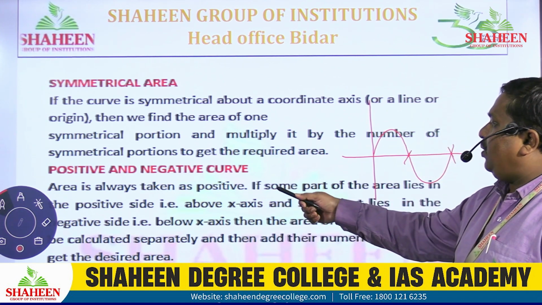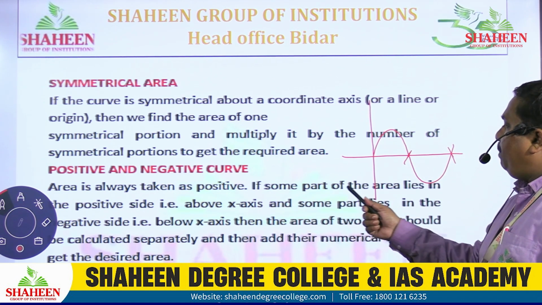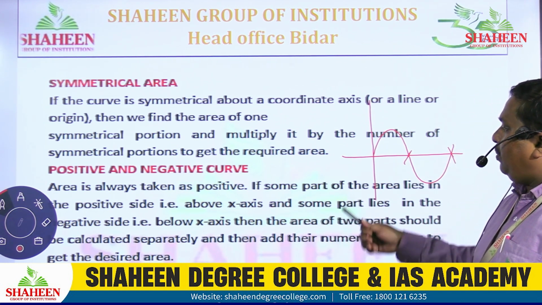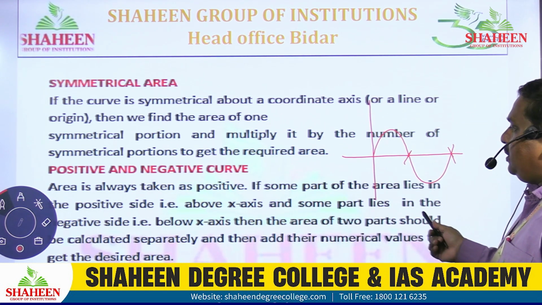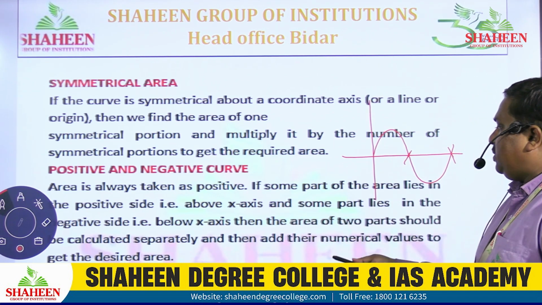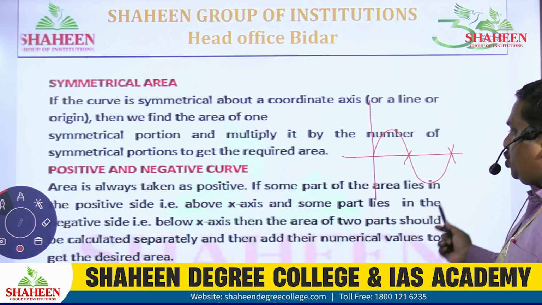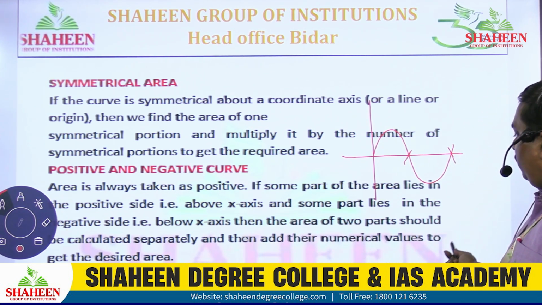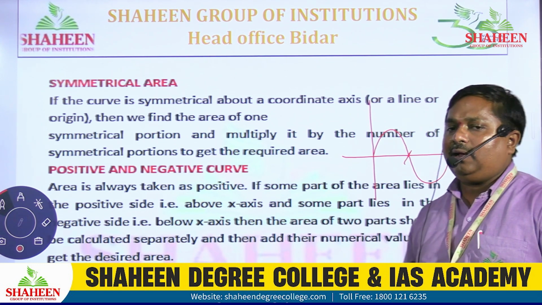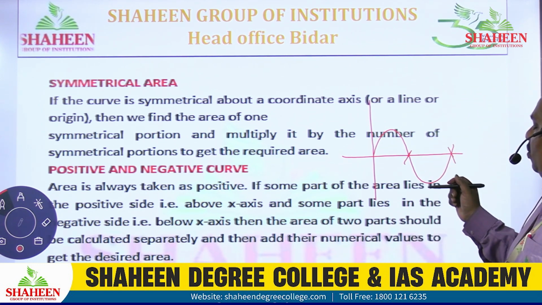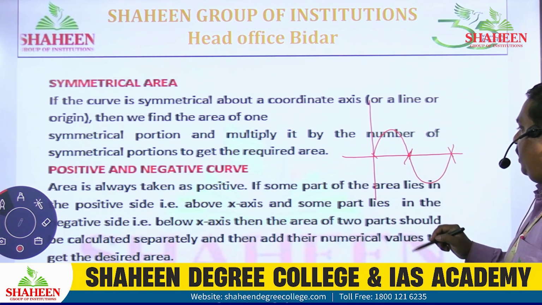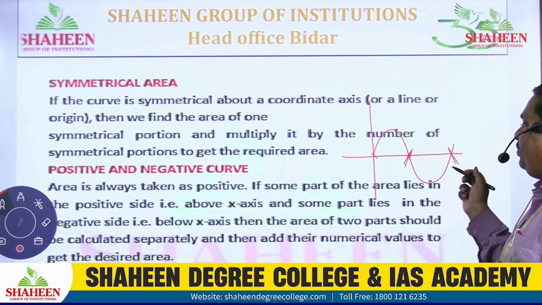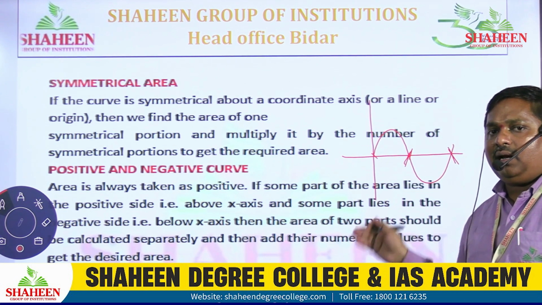Here area is always taken as positive. If some part of the area lies on the positive side, that is above the x-axis, and some part lies on the negative side, that is below the x-axis, the areas of the two parts should be calculated separately and then their numerical values added to get the desired area. Means to get this area, we find this positive area separately and this negative area separately, take the positive value of the area, and add together, and we will get the complete area.